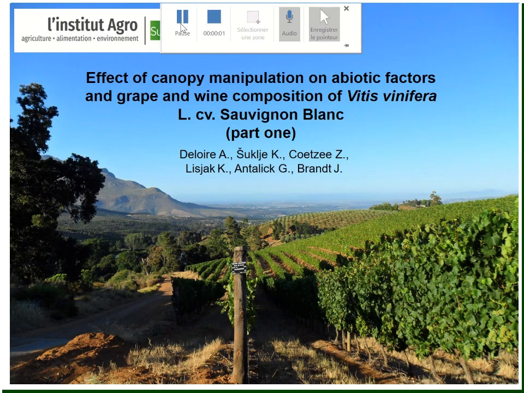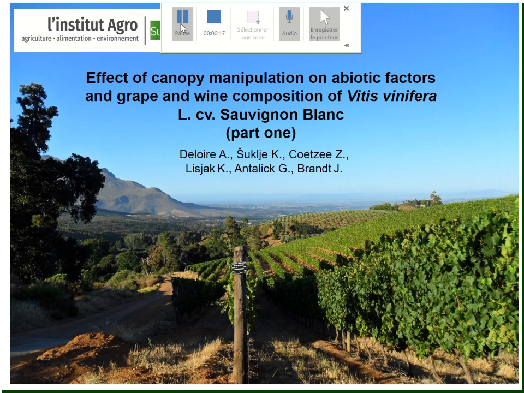Good morning. This lecture is about the effect of canopy manipulation on abiotic factors, mainly light and temperature, on grape and wine composition of Sauvignon Blanc. The lecture will be divided in two parts.